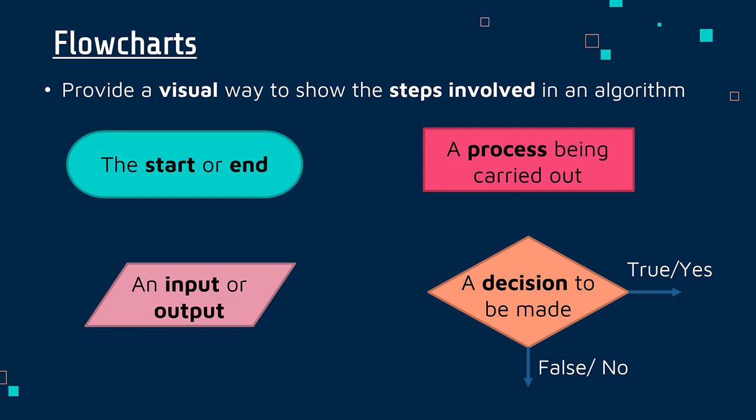And maybe the most important one is a diamond, which is a decision to be made. Now this one is where people go wrong. We should ideally only have two options. So it should really be a question which has only two responses, a binary question. So for example, if you said, what is your name? That's not really suitable, but something like, are you above 180 centimeters? That would be a either yes or no answer, which would be suitable. So you've got two pathways coming out of it, one for true or yes, and one for false or no. And all of these are connected with arrows.